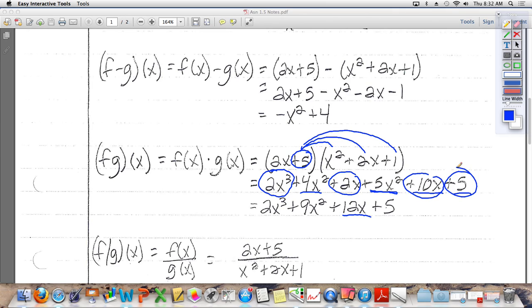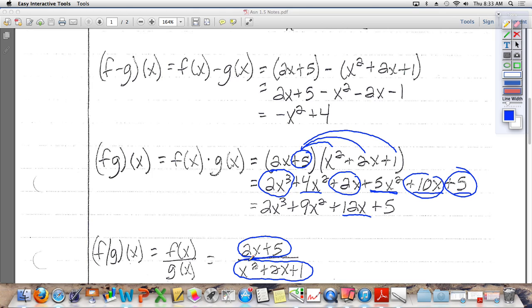Now, the divide. In this case, this is a really nice example because when you take f of x and divide it by g of x, f of x is 2x plus 5, g of x is x squared plus 2x plus 1. That's all you can do. You can't clean that up at all. There's no like terms to add together and so on. You're just taking a polynomial divided by a polynomial. There is nothing that is common to the top and the bottom.